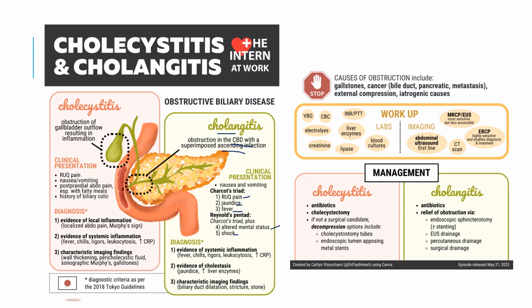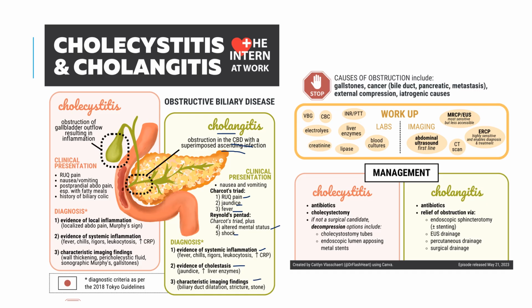Diagnosis can be by evidence of systemic infection like fever, chills, rigor, leukocytosis, and raised CRP, with evidence of cholestasis. That means clinically there is jaundice and labs are showing raised liver enzymes. Then characteristic imaging findings: biliary duct dilatation, stricture, and stone. Okay, that is with cholangitis.